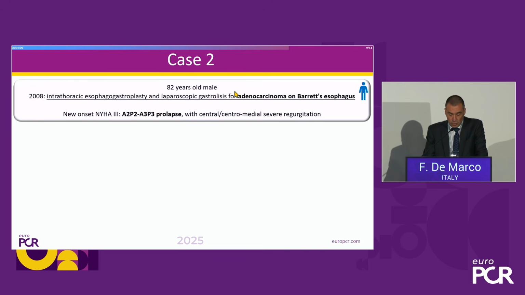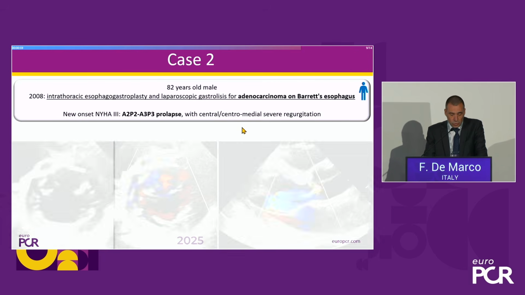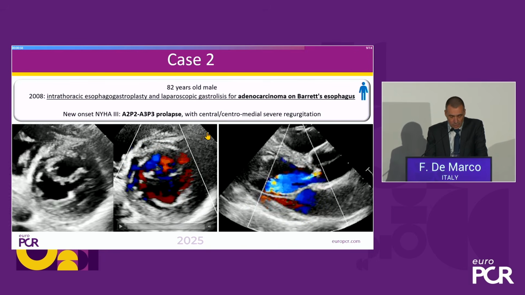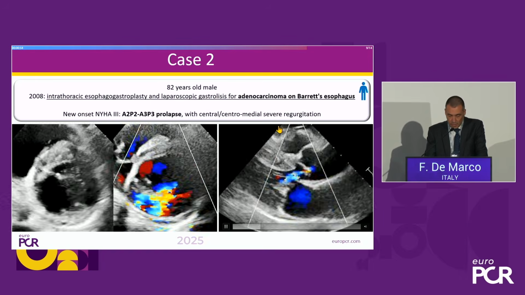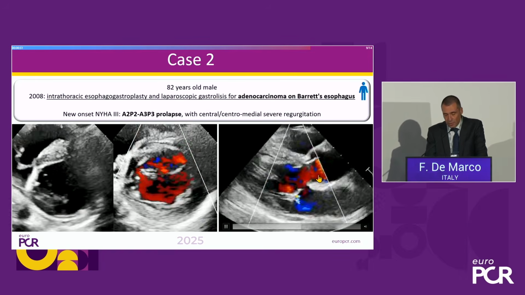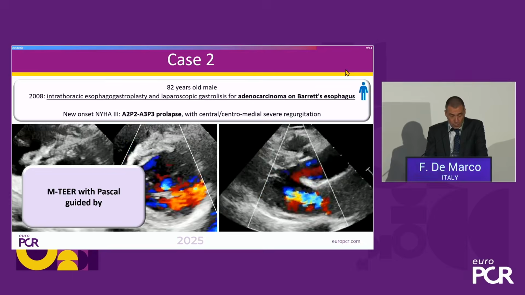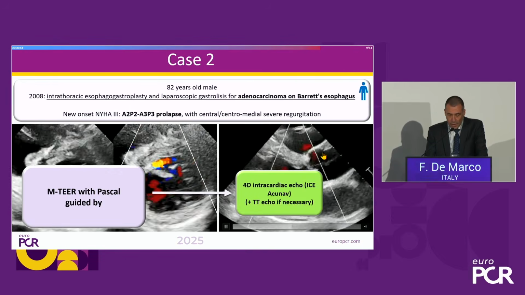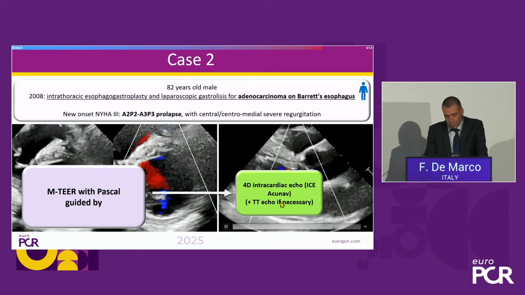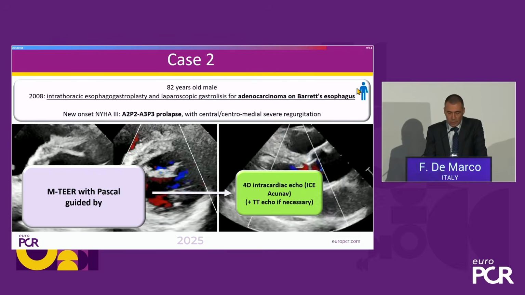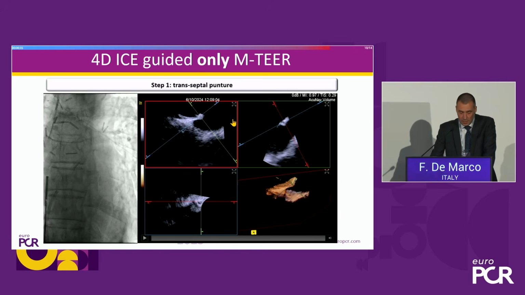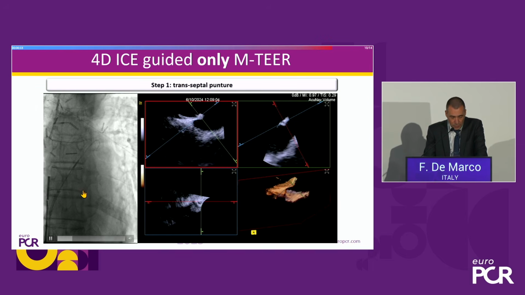He had an absolute contraindication to perform transesophageal echo, and he had an A2, A3 central and medial, central-medial severe regurgitation due to a prolapse. This is the baseline screening transthoracic echo, confirming the severity of the mitral regurgitation. And we plan to do a TEER with Pascal guided only by the eyes. Obviously, we could have pulled out the transthoracic echo if necessary, but it turned out not to be useful in this specific case.